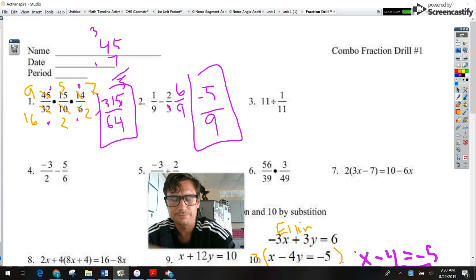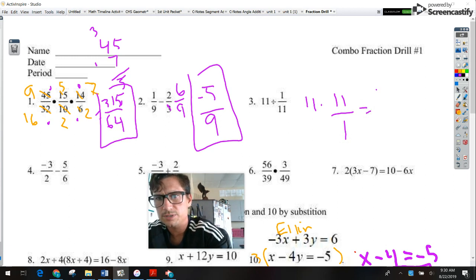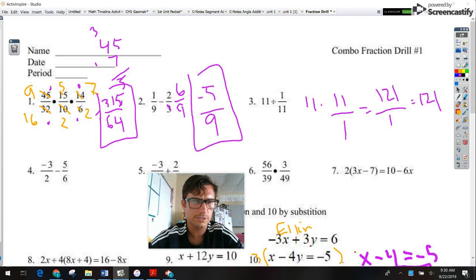Boom. So this is division. Remember, you flip the second. So we have 11 times 11 over 1. Top times top, so that's 121 over 1, which is really just 121. See how quick that was? Yeah. So the next one here, we have subtraction.